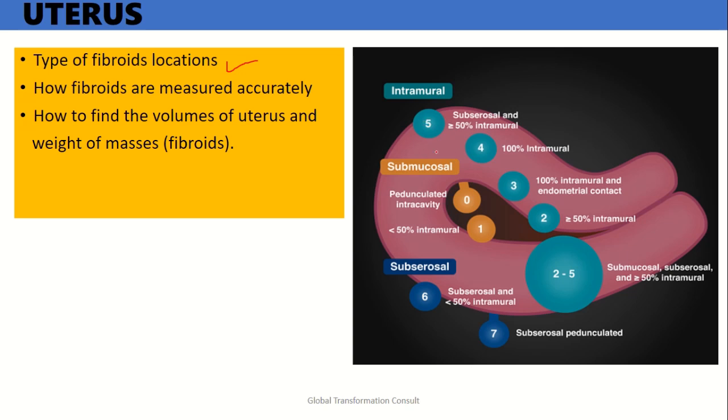We have subserosal, intramural, submucosal, and pedunculated. This particular one you are seeing here has pedunculated, submucosal, subserosal, and intramural locations at the same time, because this one fibroid is elevating the wall of the endometrium. That's the basal wall of the endometrium, as you can see here, and it is also impinging on the outer wall of the uterus, that is the corpus.